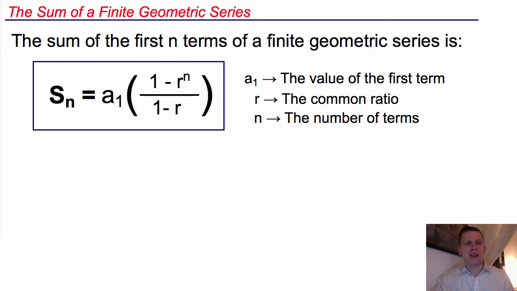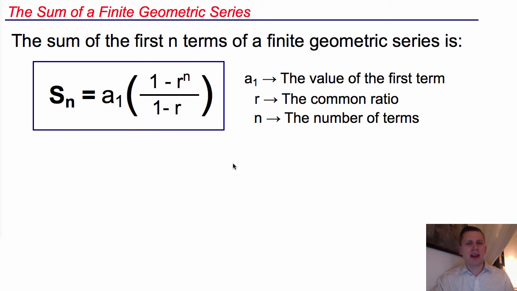This formula here defines the sum of a finite geometric series, meaning something that doesn't go on forever, something that has a finite amount of terms. The formula looks like this. The sum of n terms equals the first term times this product here. This product in the numerator is 1 minus the common ratio to the nth power, where n is the number of terms, divided by 1 minus the common ratio.